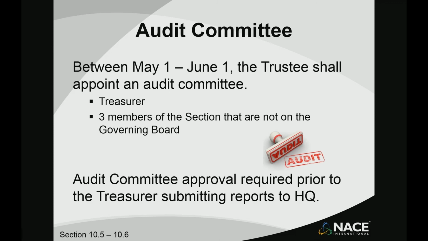Another change was the makeup of the Audit Committee. Between May 1st and June 1st, the trustee shall appoint an audit committee consisting of the treasurer and 3 members of the section that are not on the governing board. The audit committee approval is required prior to the treasurer submitting the audit reports to headquarters. Obviously, we just went through this a couple months back, so for the next go around, the audit committee will be required to have the treasurer and 3 non-board members in good standing.